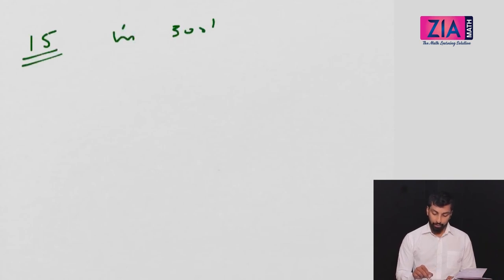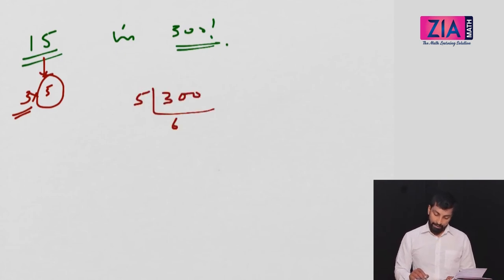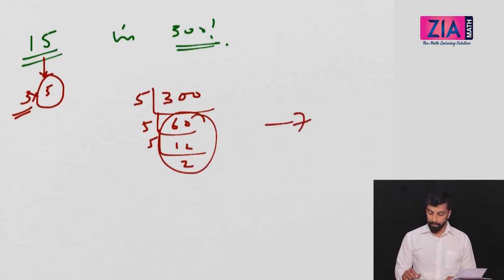Now, if I ask you to find highest power of 15 in 300 factorial, just a random question, what will you do? You will factorize 15, you will write it as 3 into 5. Then you don't want to find number of 3's, it's better to find number of 5's, because number of 3's will anyway be greater than number of 5's, right? So 300 divide by 5, okay, you get 60, divide by 5, you get 12, divide by 5, you get 2, and 74 is your answer.